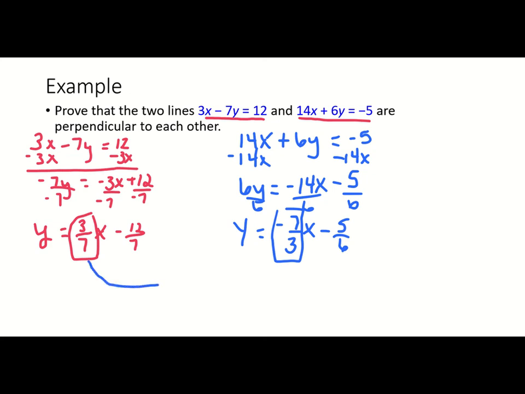Remember, to be perpendicular, the slopes have to be opposites and reciprocals. I have one positive, one negative, so that's good. The reciprocal of 3/7 is 7/3. So because the slopes are opposites and reciprocals, they are perpendicular to each other.